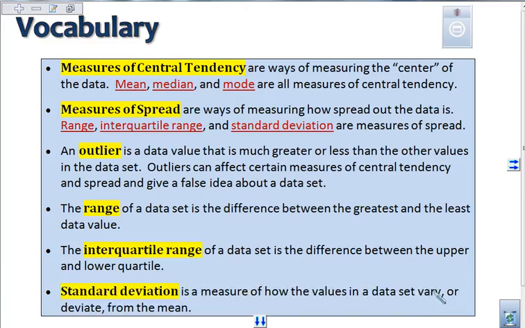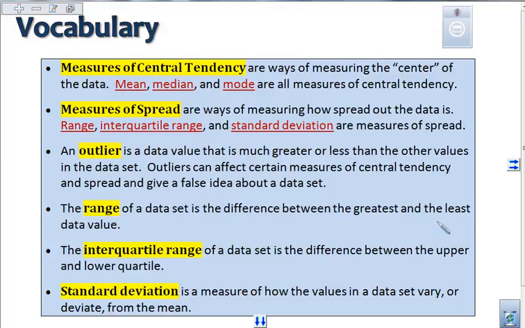Here's our vocabulary. Measures of central tendency are mean, median, and mode. They are ways of measuring the center of the data. Measures of spread are ways of measuring how spread out the data is. So that would be range, interquartile range, and standard deviation.